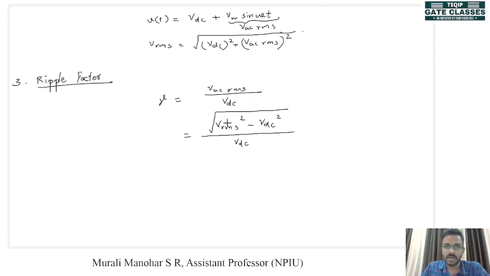So root of VRMS square minus VDC square, divided by VDC. We can take this VDC inside and find out the value of this. It will give us root of VRMS by VDC the whole square minus 1. So this is the value of ripple factor in terms of VRMS and VDC, and this is ripple factor in terms of VAC RMS and VDC.